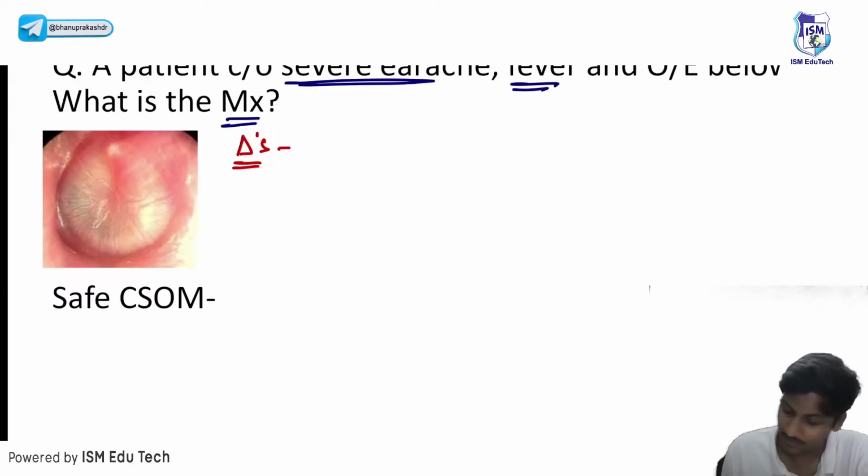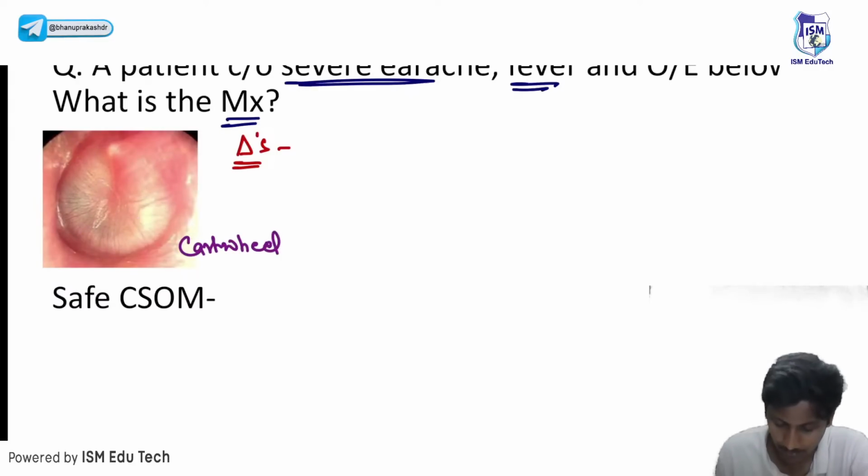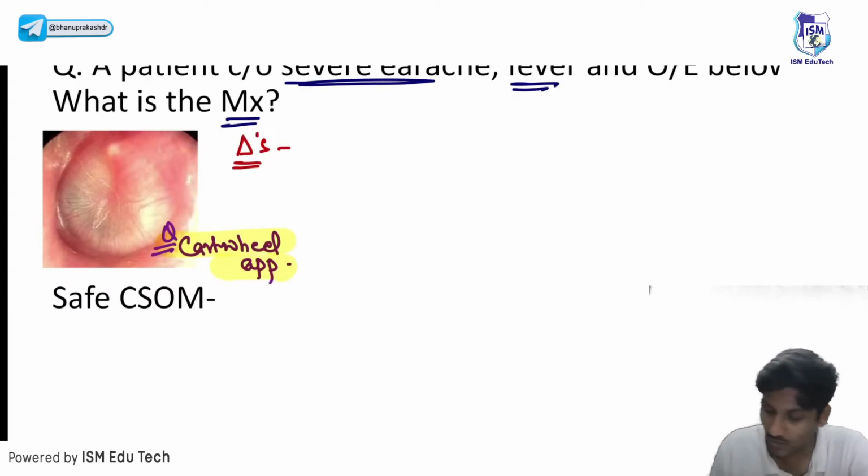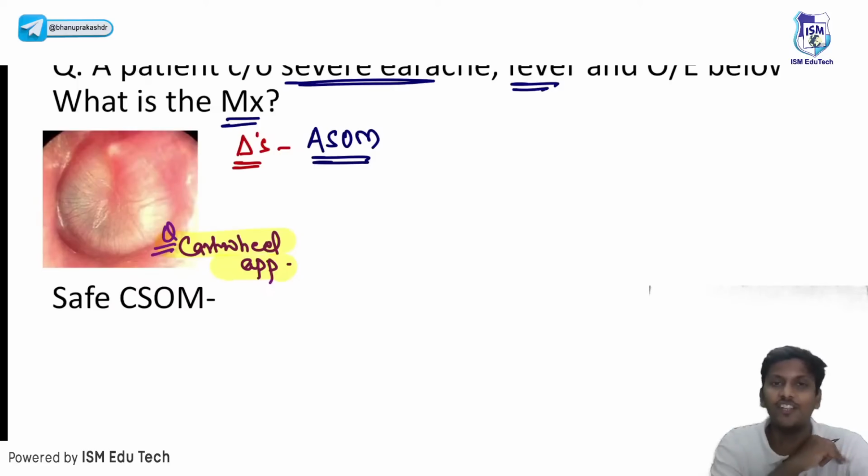What is this called as? This is characteristically called as the cartwheel appearance. Okay, so it is due to the inflamed tympanic membrane. There is inflammation of the tympanic membrane which is causing this cartwheel appearance as well. What is this diagnosis? This is a case of ASOM. Please remember, this is a case of ASOM, acute suppurative otitis media.